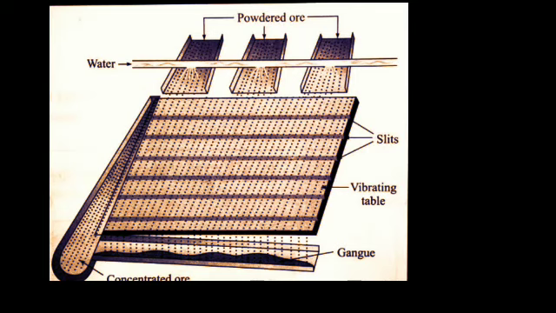As a result, the lighter gangue particles are carried away along with the flowing water, while the heavier particles, in which the proportion of minerals is more and the proportion of gangue is less, are blocked by the wooden riffles and get collected in the slit between them.